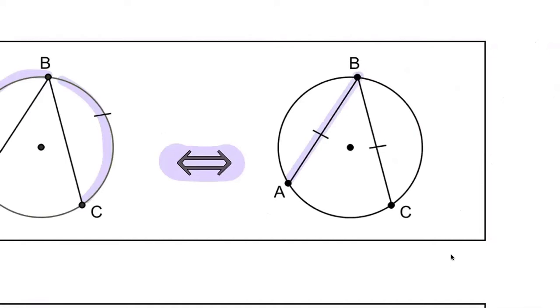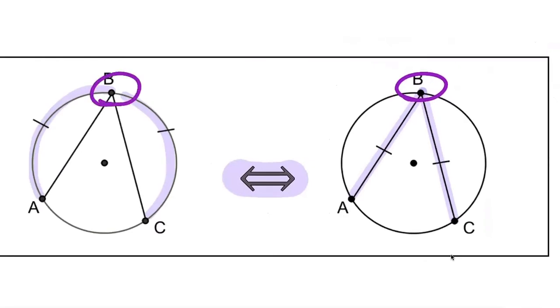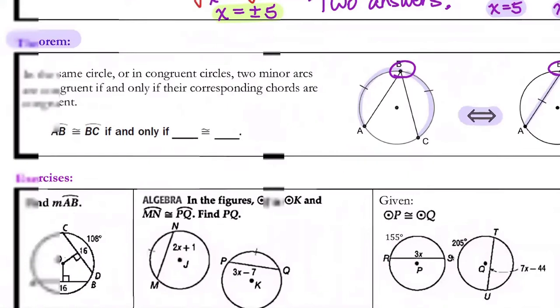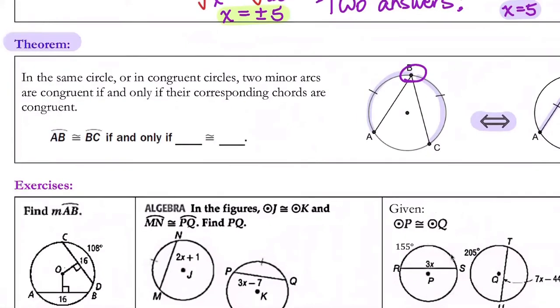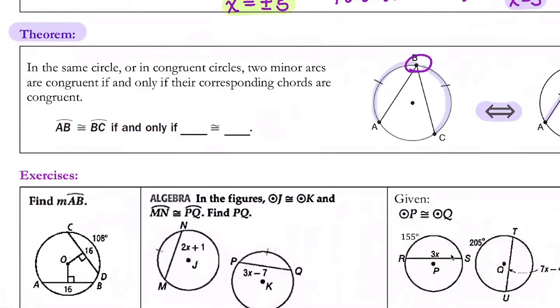Remember, the chords are segments. Now, they don't have to be touching like they are in this circle. So on this circle, the arcs are touching and the chords are touching. That doesn't have to be the case. But this says arc AB is congruent to arc BC if and only if chord AB is congruent to chord BC.